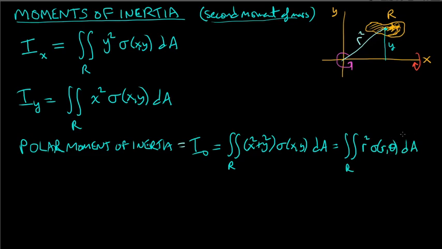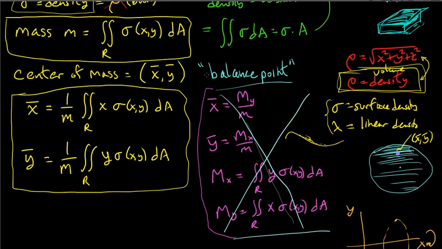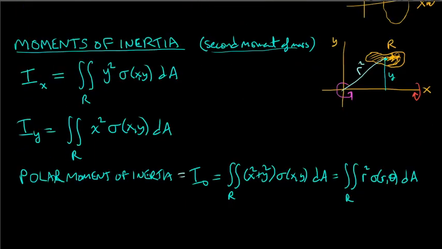And then the dA, of course, would be r dr d theta, so just be aware of that, right? Anyways, so those are the formulas for moment of inertia and the center of mass and the mass. All 6 of these are on your formula sheet here. So it's not like you have to remember any of these.